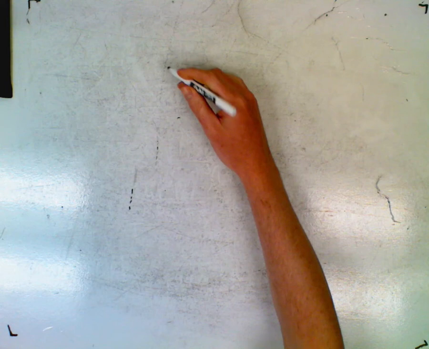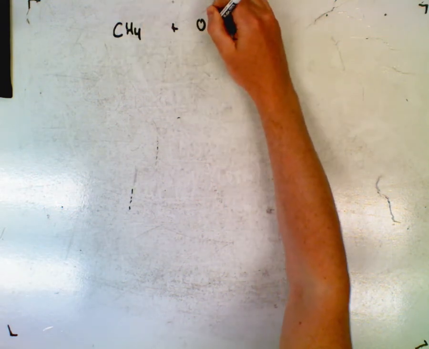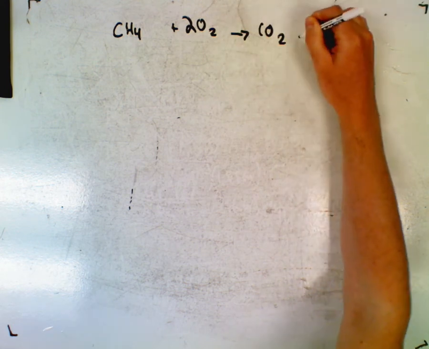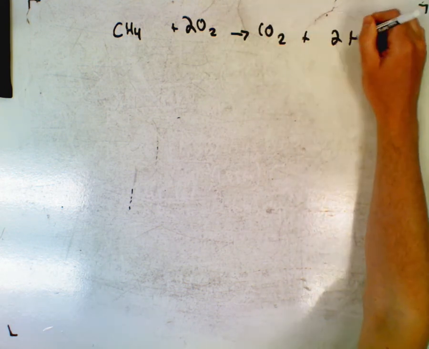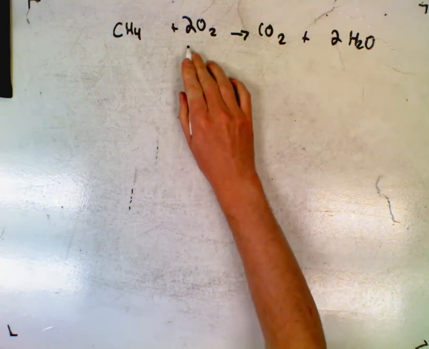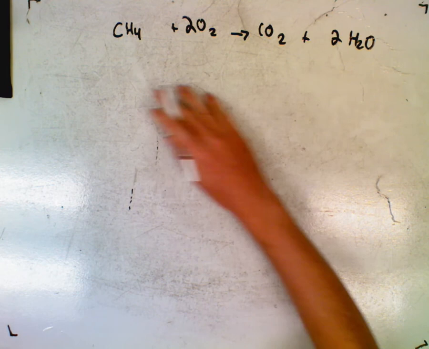So I'll write out the reaction here. I'll just write out the reaction so we can see it. So we have CH4 plus oxygen making CO2 and H2O. So you have these coefficients in front, which are important. You always need a balanced equation, and this is what we have.